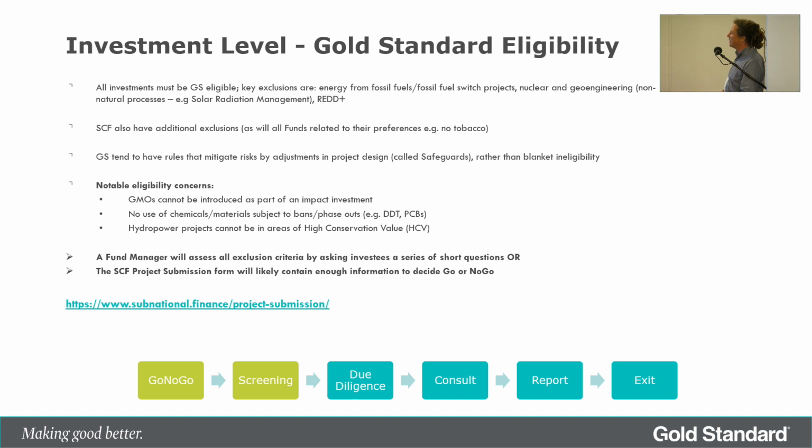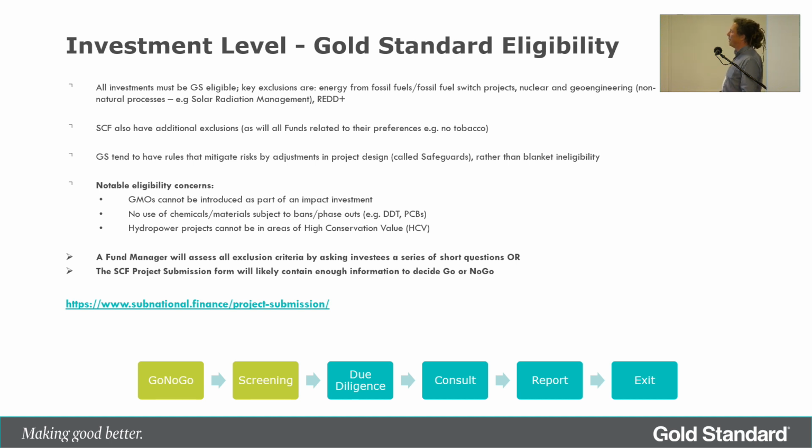There are a couple of minor eligibility concerns that I'll just draw attention to. I'm sure these are not going to come as a surprise to anyone. GMOs, genetically modified organisms, cannot be introduced as part of an impact investment. Things like DDT and PCBs that are subject to international bans cannot be part of investments. This is all fairly straightforward stuff. And hydropower projects cannot be in areas of high conservation value. These are not onerous requirements, and I'm pretty sure most of the global community would get behind these.